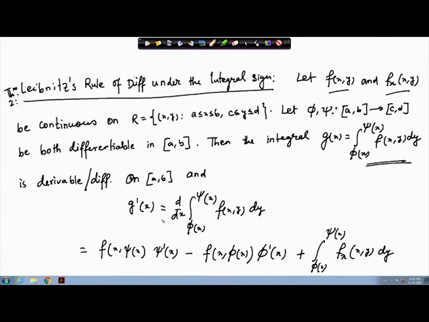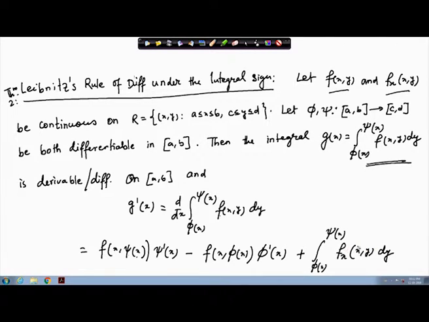And then we can talk about its differentiability, and the rule of differentiation is that we first substitute psi(x) in the place of y, that is, we substitute the upper limit, which gives f(x, psi(x)) times psi'(x), minus f(x, phi(x)) times phi'(x), plus the derivative will come inside the integral.